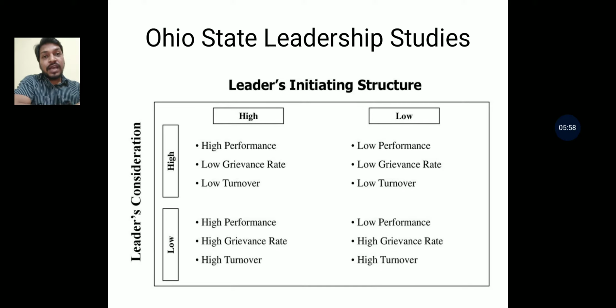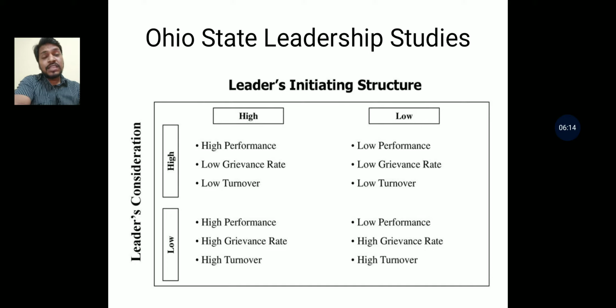There will be a high grievance rate because he is not having any consideration for his employees. The employees will have a lot of grievances against the management, against the leader, and there will be a high turnover. People will be leaving the job and going away to join different companies.